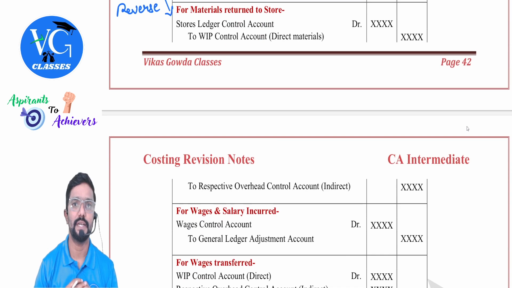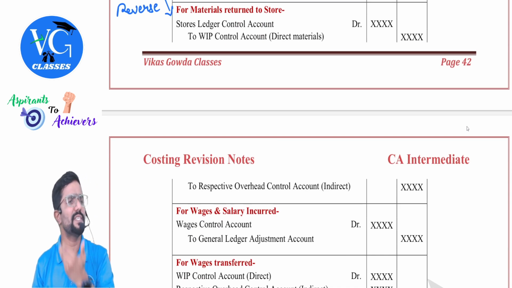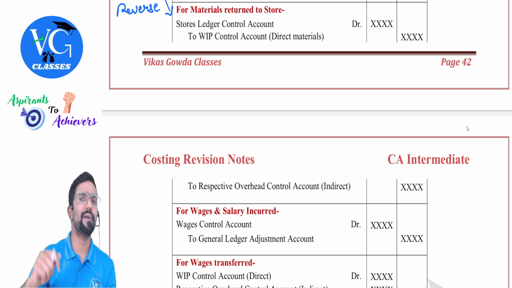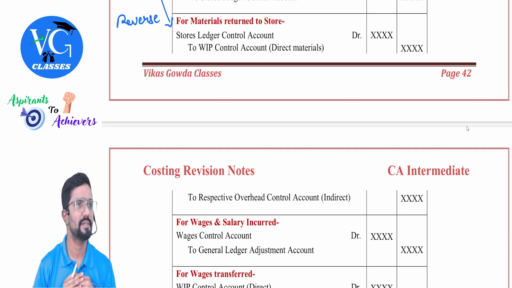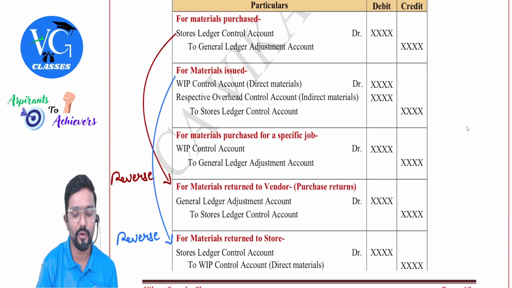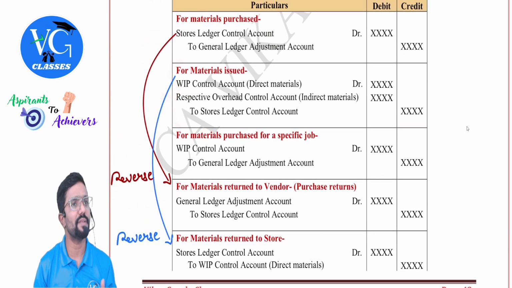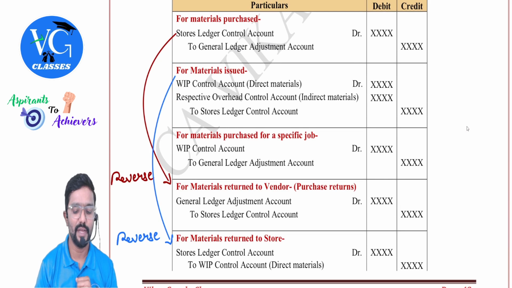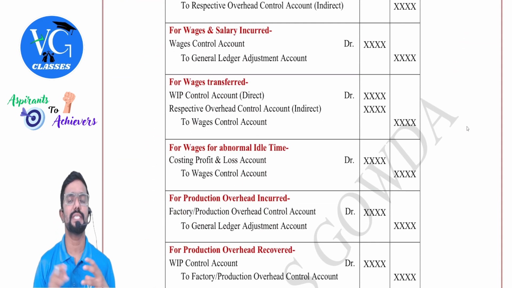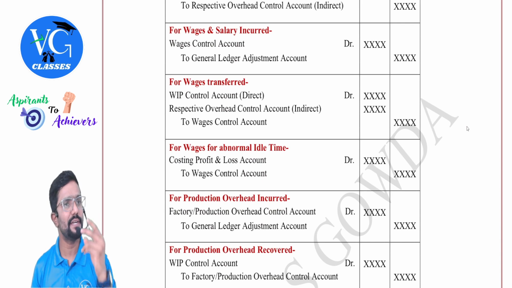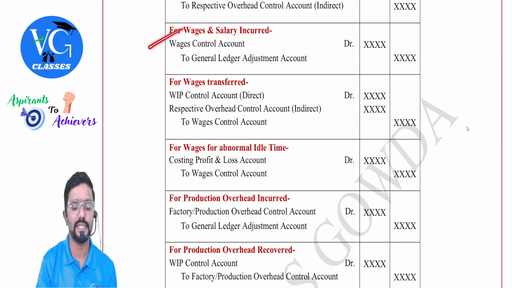Or even if we had issued an indirect material to the administration department or the selling and distribution department, and they are giving it back, record it as returns. Clear? Whatever entry you passed for the issue, you have to reverse. Debit stores ledger and credit whoever is giving it back. Okay. Then wages or salary incurred, whether it is direct wages or indirect wages, the entry for incurred is the same. What is it, sir?